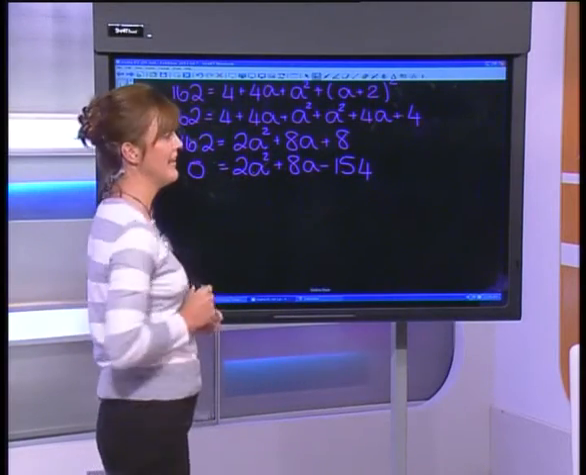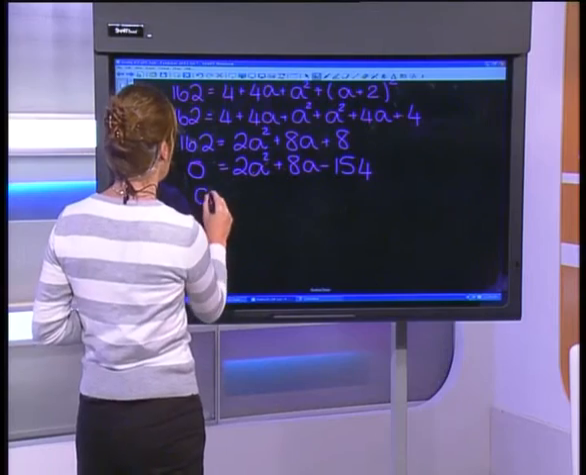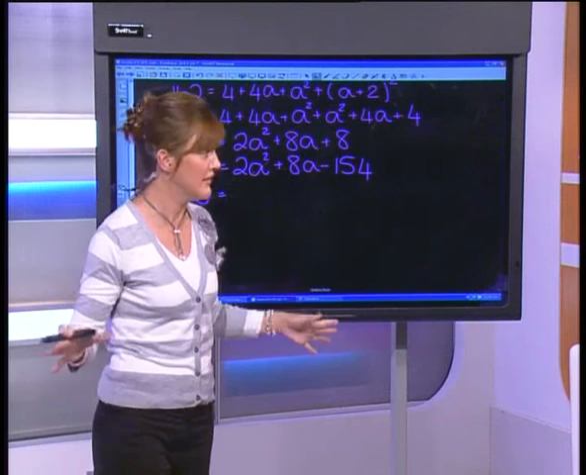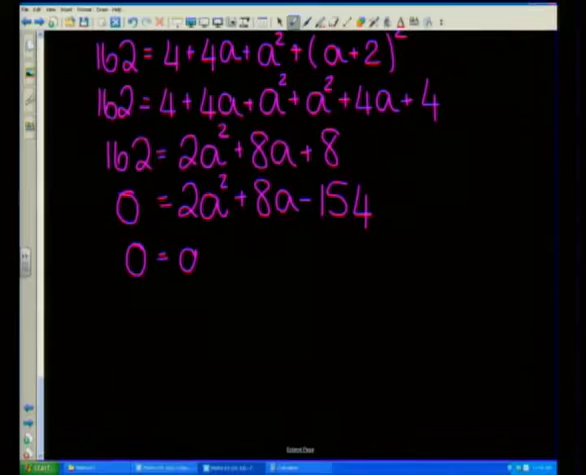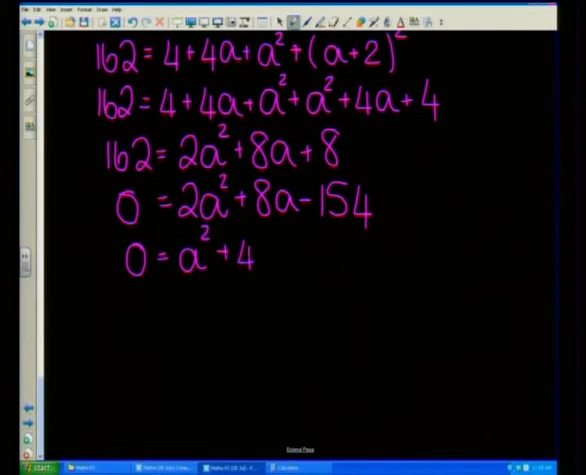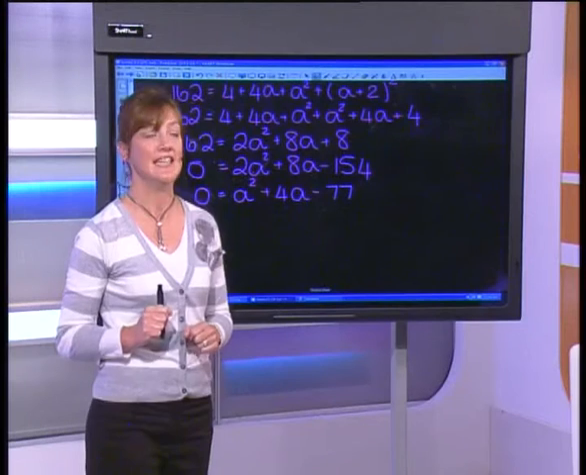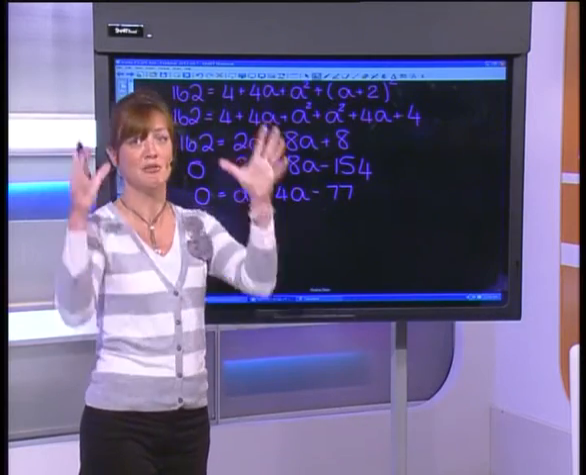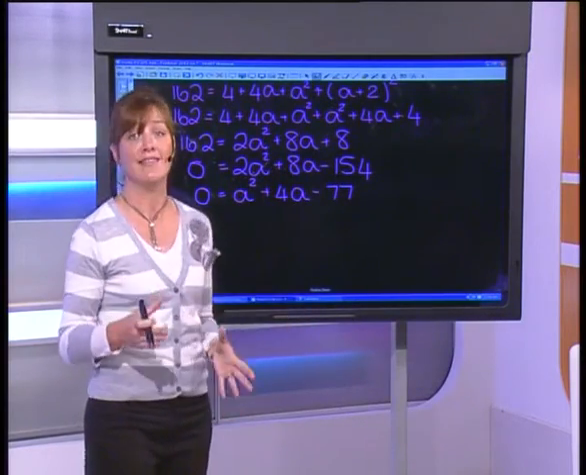Okay, remembering that that side now is equal to 0. So because it's equal to 0, we can take out the 2 and we can drop it. Okay, so we're left with a squared, 4a minus, and when we divide that by 2, we get 77. Right, this is now starting to look a lot more manageable. We're getting it down to just a normal quadratic equation.